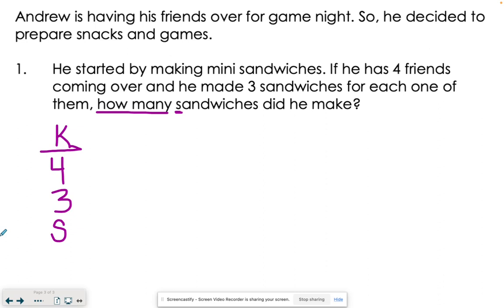He started to make mini sandwiches. If he has 4 friends coming over and he made 3 sandwiches for each one of them, how many sandwiches did he make? Now, there's another key word in here that I can find, and that is the word each. Each is a known. Each represents multiplication or division. Those two words, the math partnerships, are multiplication and division.